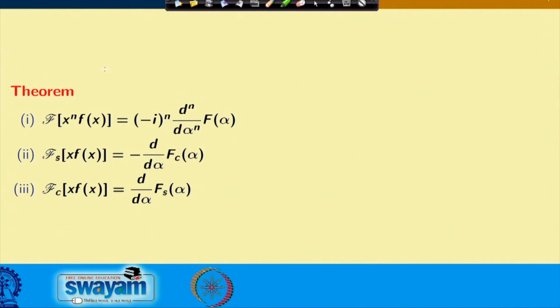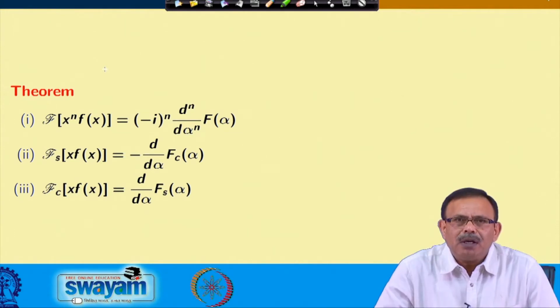The first one is Fourier transform of x to the power n f x. This equals minus i to the power n, d n d alpha n of F of alpha. Similarly, Fourier sine transform of x f x equals minus d d alpha of Fourier cosine transform of alpha. You see here, in case of Fourier sine transform, it becomes minus d d alpha of Fourier cosine transform of alpha, and Fourier cosine transform of x f x equals d d alpha of Fourier sine transform of alpha.